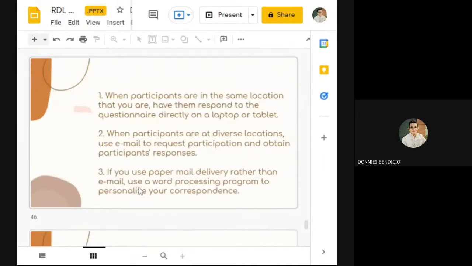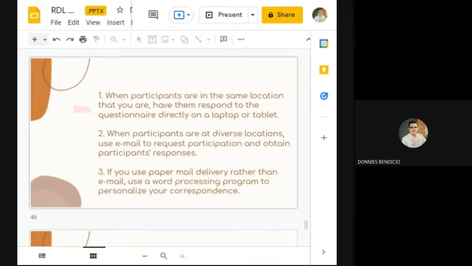Okay, sa paggamit naman ng technology to facilitate the questionnaire administration and data analysis, again, we have to check when participants are in the same location that you are, have them respond to the questionnaire directly on a laptop or tablet. But for now, pwede naman kayong gumamit ng link for your Google form na pwede ninyong i-post or ipasa sa mga target respondents niyo.